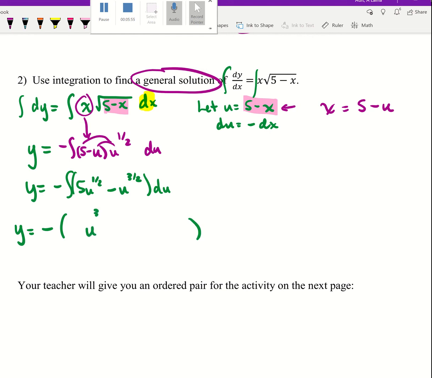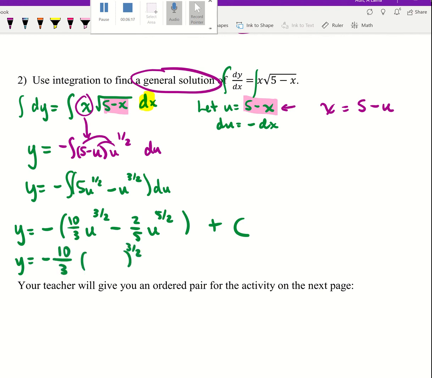So u to the 3/2, I'll multiply by the reciprocal of that and get 10/3. Minus, let's see, this would be u to the 5/2. I'll multiply by the reciprocal. And then there is a plus c here at the end. Now, if I want, I could go ahead and distribute that negative. And I must rewrite this in terms of x.